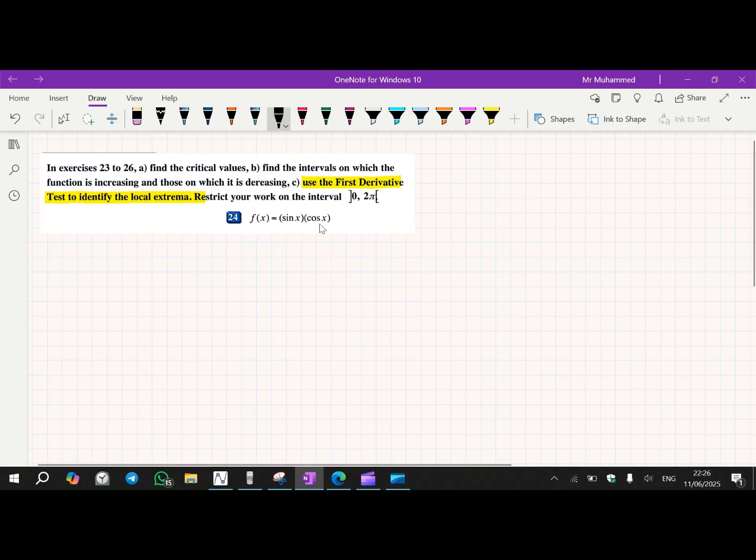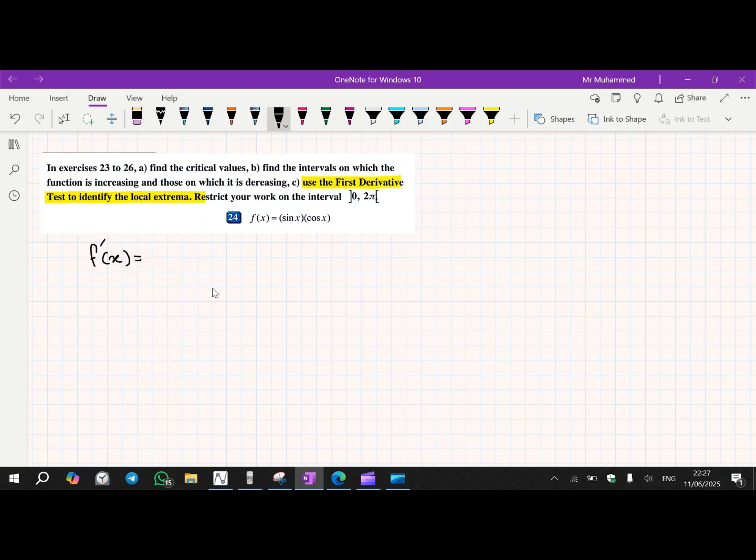But here I'm going to find everything algebraically, and then I'm going to show you how important the graph is. So if you know the graph of this function, sine x multiplied by cosine x, you can find everything required for this question easily within a minute. Let's begin. To find critical values, we begin with the derivative.